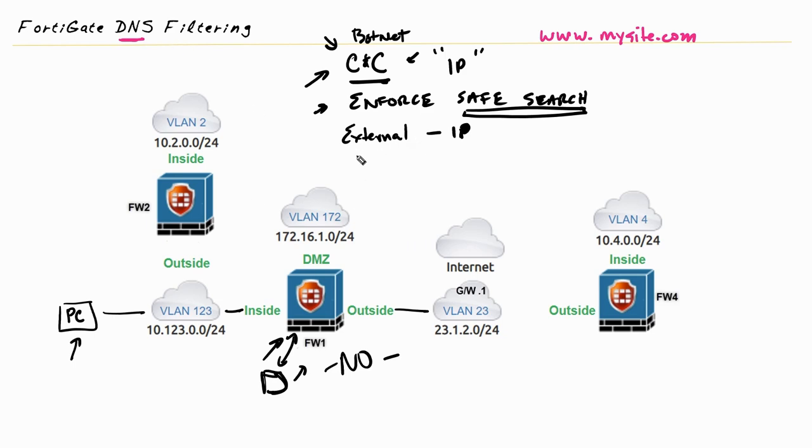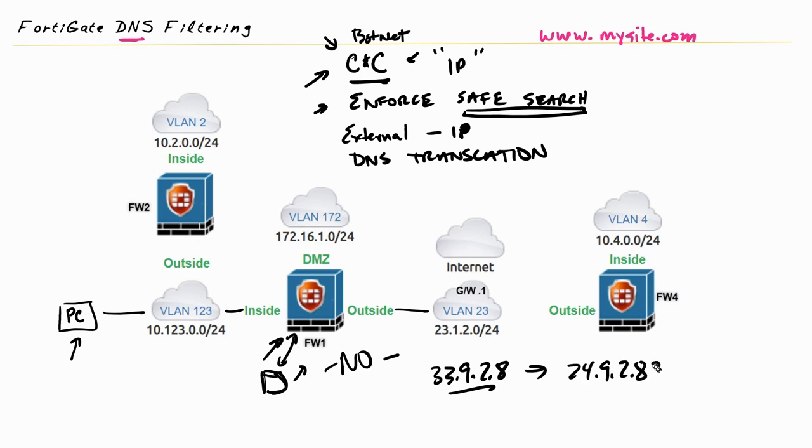We can also set up static DNS translation. So on the firewall, we could specify something like, if the response coming back is 33.9.2.8, instead of actually feeding that literal IP address back to the client, go ahead and respond with 24.9.2.88 or some other address instead of that one. And that's what DNS translation is all about.